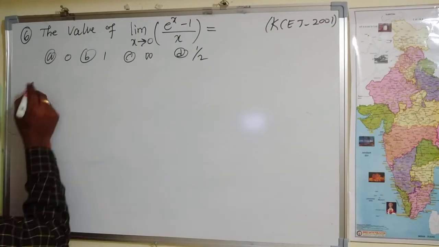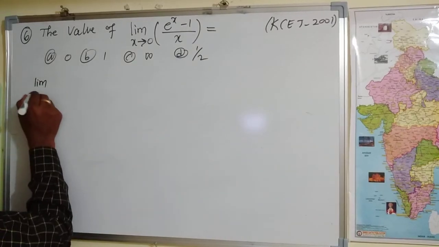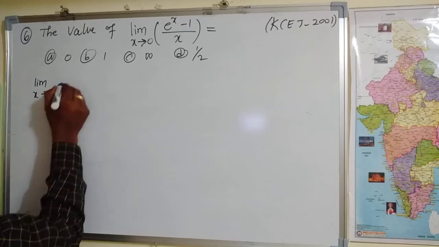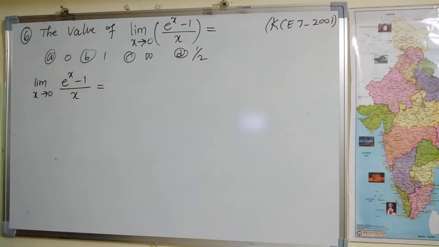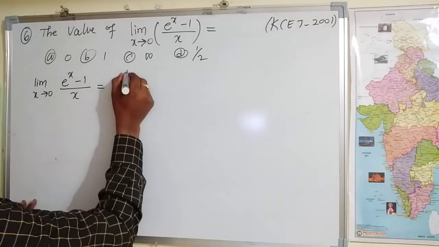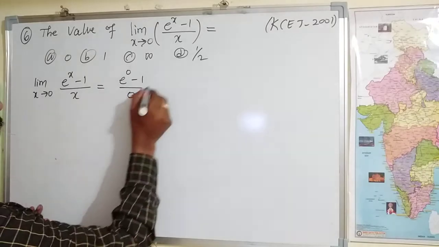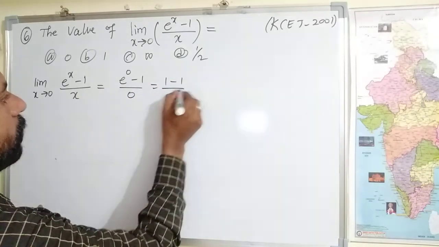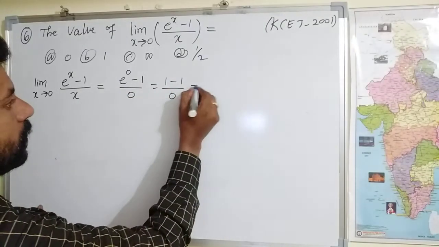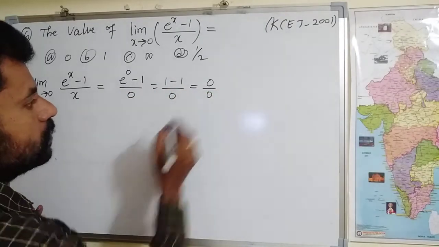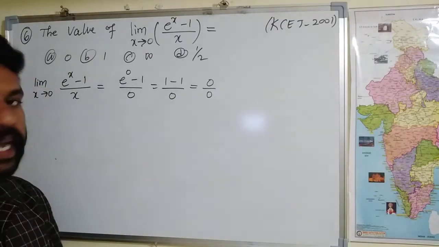So to solve this result, the limit x tends to 0, e to the power x minus 1 divided by x. We substitute 0 in the place of x. E to the power 0 minus 1 divided by 0 is 1 minus 1 divided by 0. E to the power 0 is 1, 1 minus 1 is 0, so 0 divided by 0 form.